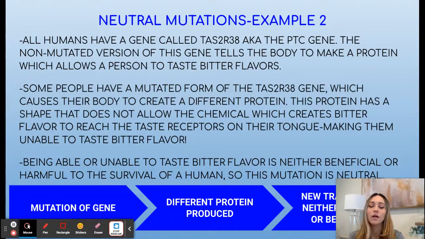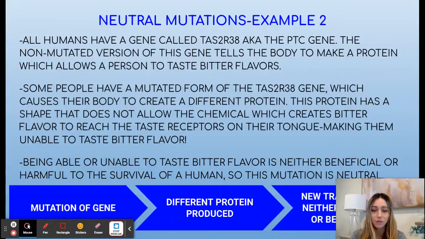Another example here is, you can pause the video and read through this if you'd like to, but humans also have a gene called, for short, the PTC gene. This causes the production of a protein that allows a person to actually taste bitter flavors. So Sour Patch Kids or rotten milk, people with this protein actually are able to taste that flavor. Some people have a mutated gene on this PTC gene, which causes a production of a different protein, which makes these people unable to taste bitter flavor.